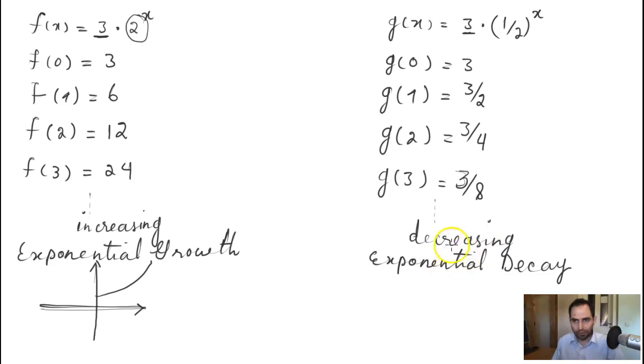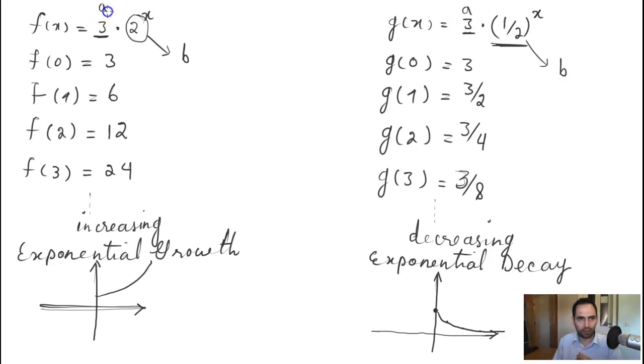And so the function is going to be something like this. If it is your x and y axes, the function starts at 3, and then at 1 it becomes 3 halves, at 2 it becomes 3/4, and so on. So this is an exponential growth, and this is an exponential decay. Again here you need to pay attention to this half. This is nothing but your b, and this is your a.